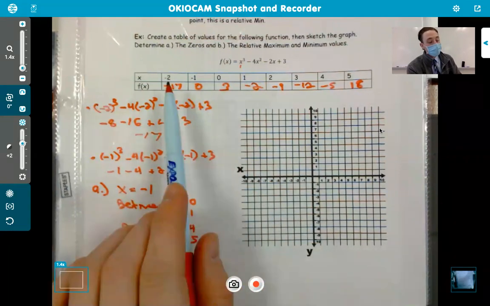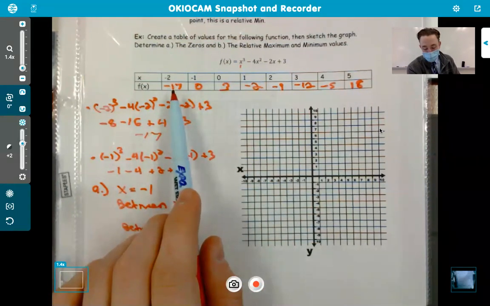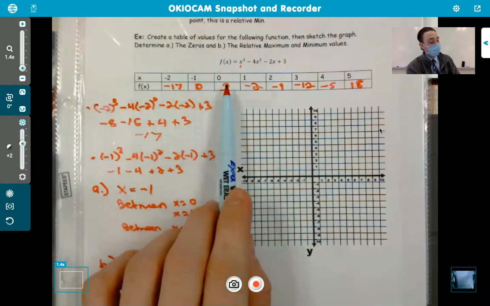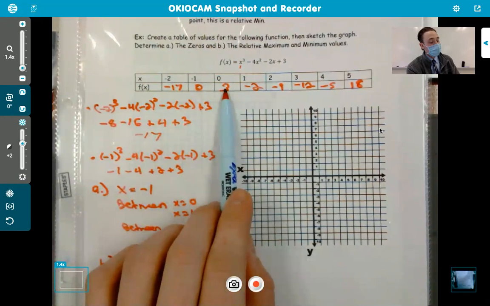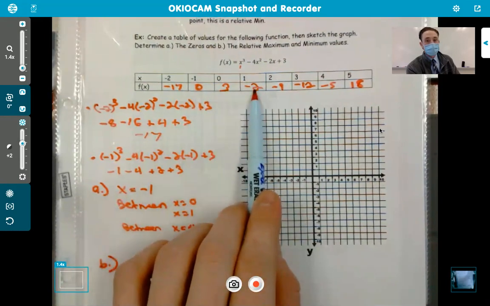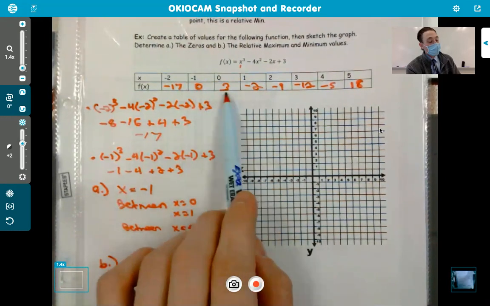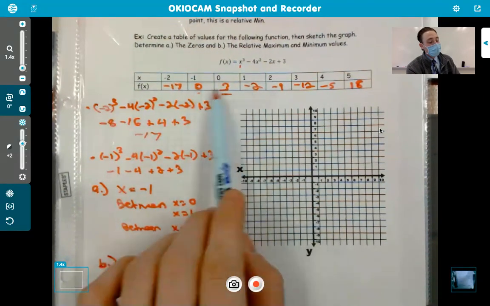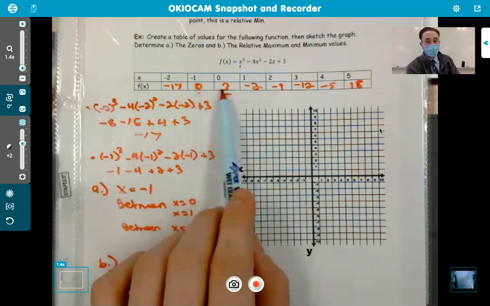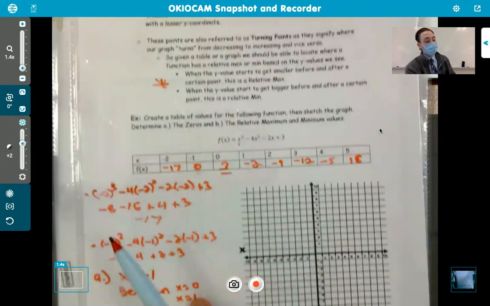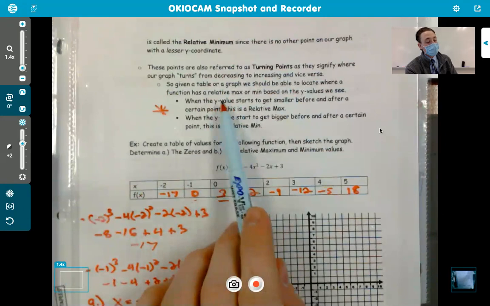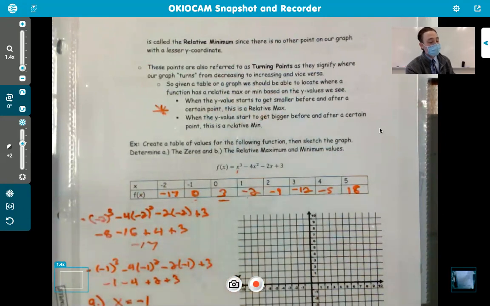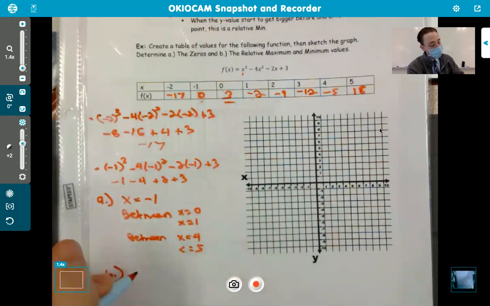So notice I have -17. Then I go to 0, so I'm increasing. Then I go to 3, so I keep increasing. And then I start to decrease, right? If I take a look at that 0, 3, notice that my y values are smaller on either side, right? And that note above, if my y value starts to get smaller before and after a certain point, that's going to give me my relative max at that x value.